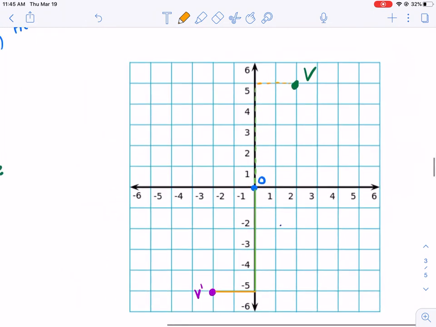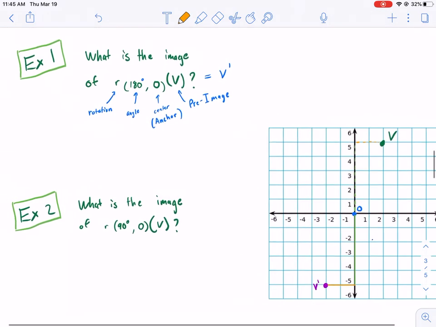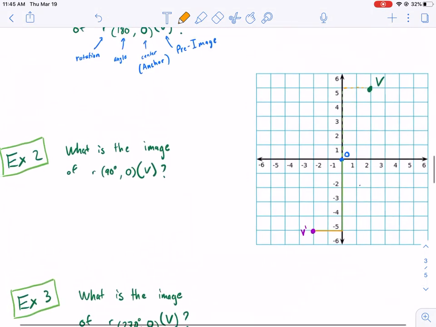That is one way to consider rotations. I think it's the easiest because then you can change this center of rotation to anything and you'll still be able to do this problem. Coming up after this video, we're going to do example 2 and example 3.